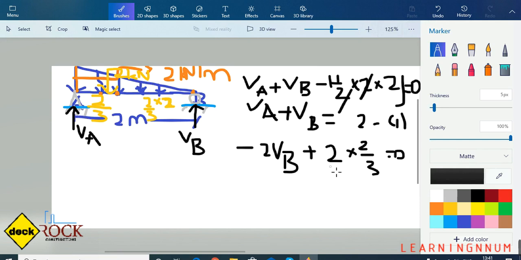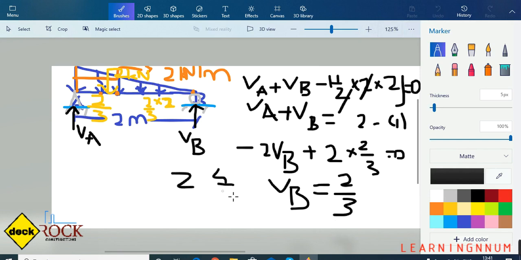So how much would we get? This is 4 by 3. If it goes to the right side, it would be minus 4 by 3, right? Understanding? Yes, sir. So minus minus would get cancelled. So we would get VB into 2 equals 4 by 3. Now this 2 and this 4, 2 2's cancel. So remaining is VB equals 2 by 3.